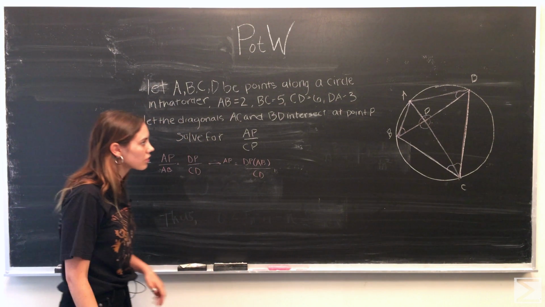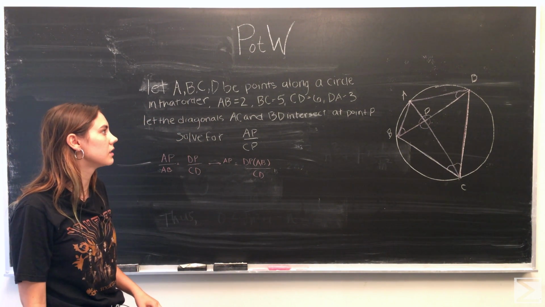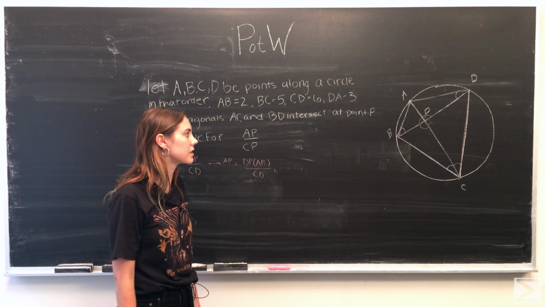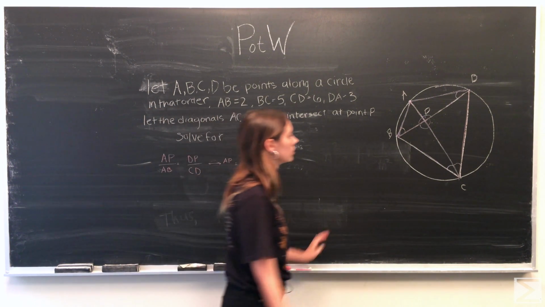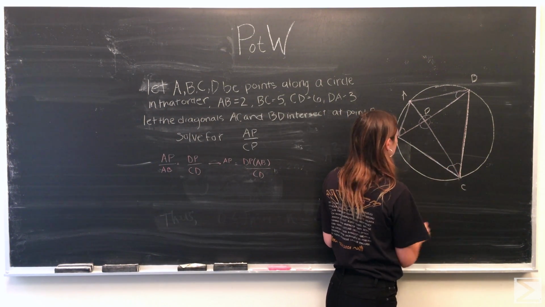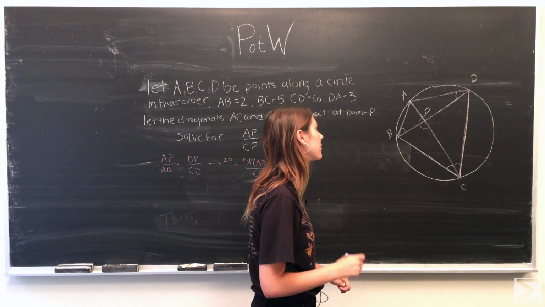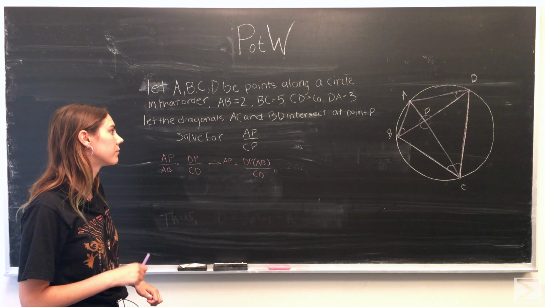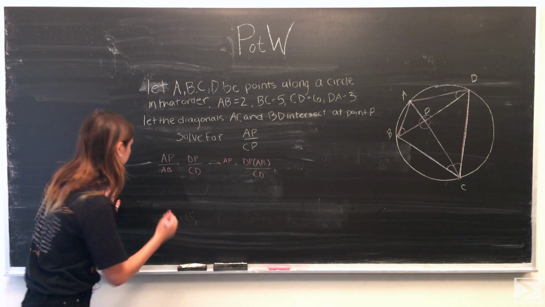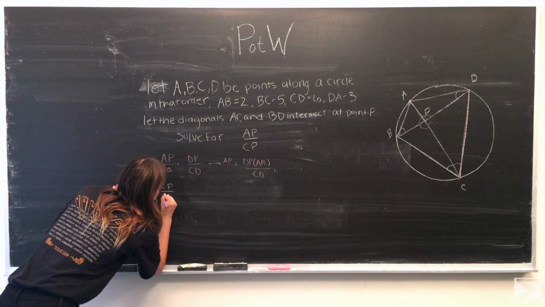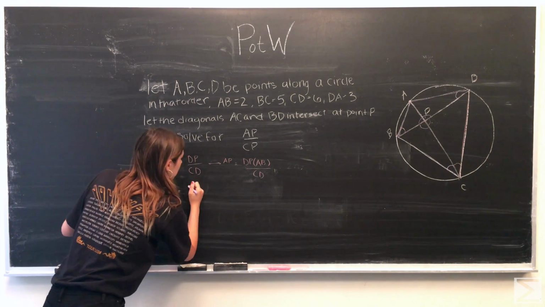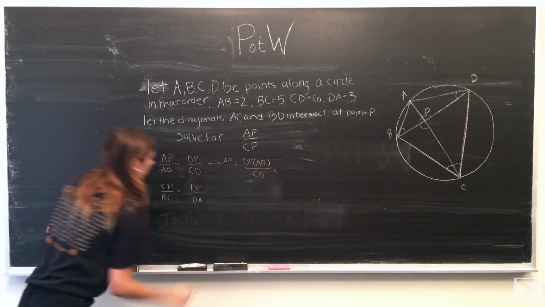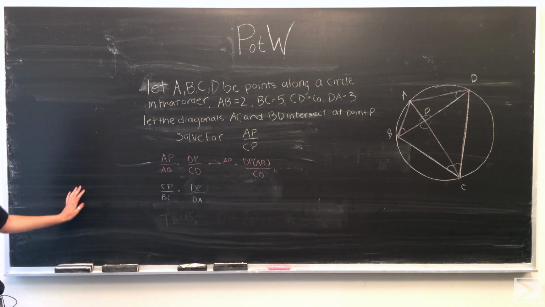And since the triangle BPC and DPA have two angles that are the same, they are therefore similar. From that, we can take what we know from the problem and write another ratio, this time for CP. And we can take this equation and write it just for CP.